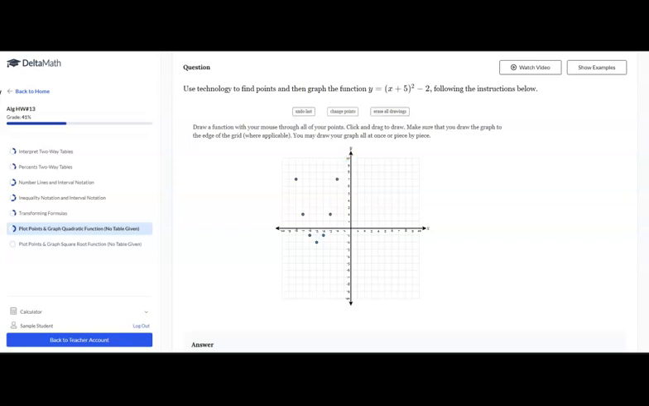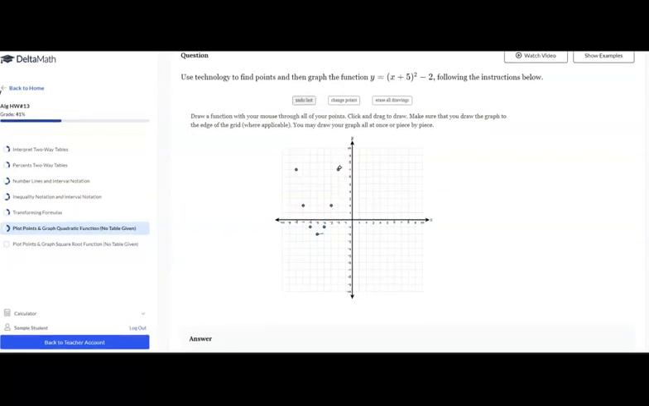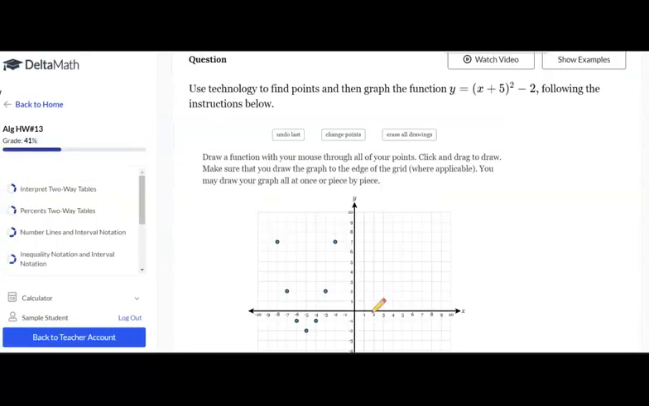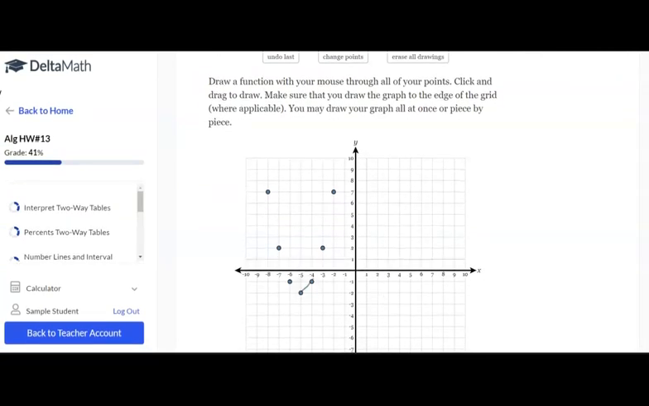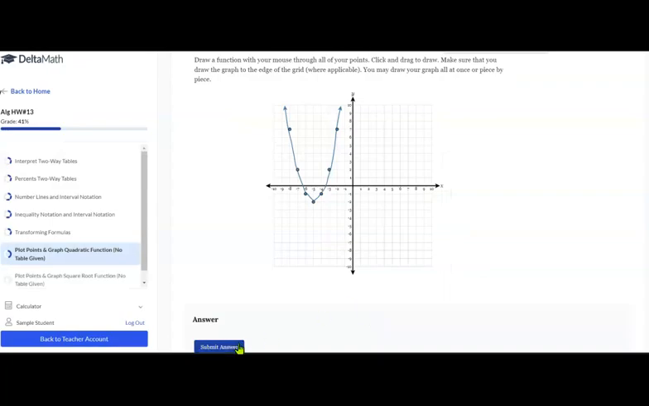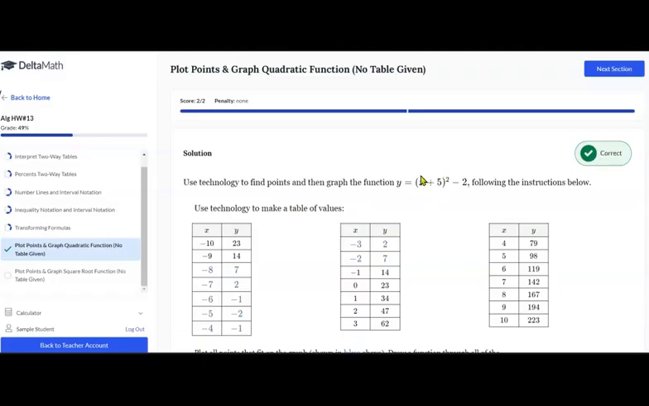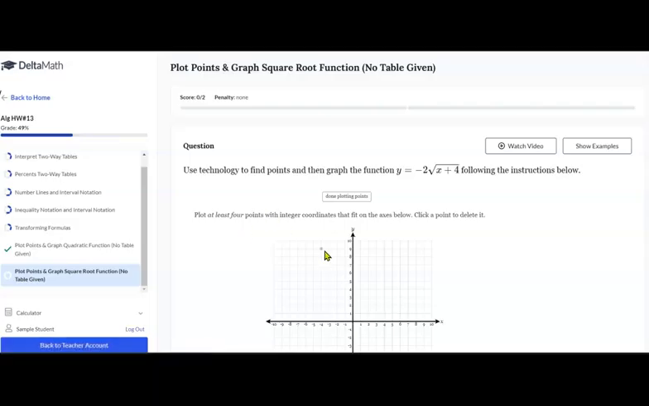So let's see. I'm going to zoom in because I'm having a hard time drawing it here. So here we go. Much better. Now that I zoomed in to see it, I like the way that looks. So I'll submit my answer. And we're done. Let's go back to this last section here.